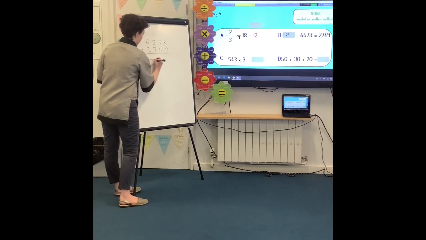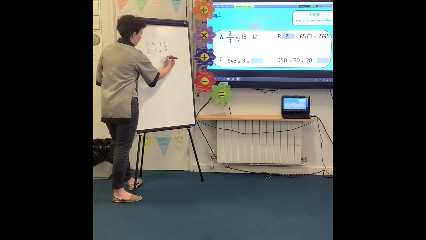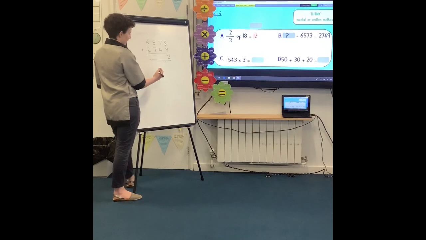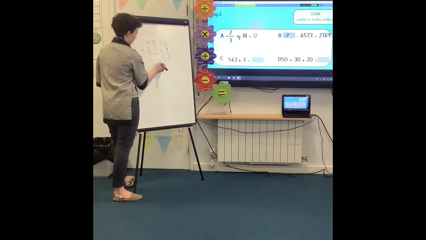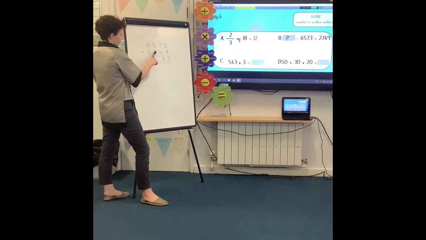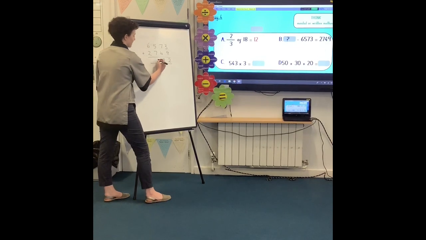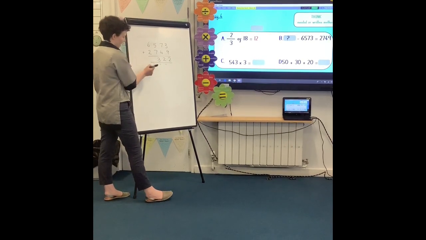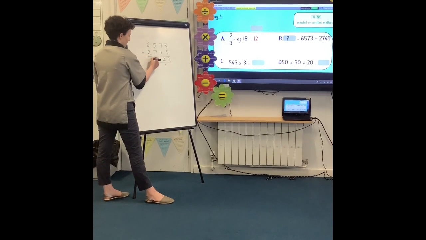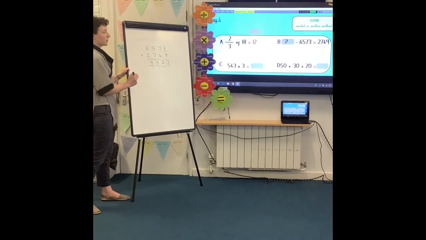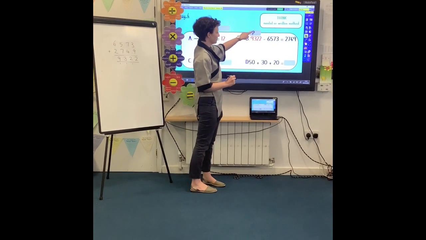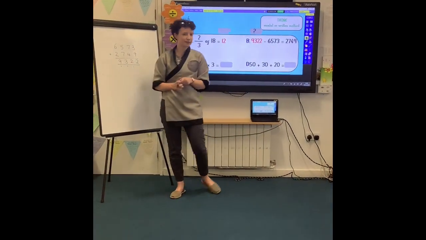So 3 ones add 9 ones is 12 ones, regrouping 10 of those for 100. 7 tens add 4 tens add 1 ten is 12 tens. So I'm regrouping 10 of those for 100 and got 2 tens left. Then I've got 5 hundreds add 700s add 100 is 1300s. So regrouping 10 of those for 1000. And I've got 6000, add 2000, add 1000 is 9000. So 9,322 subtract 6,573 is equal to 2,749.